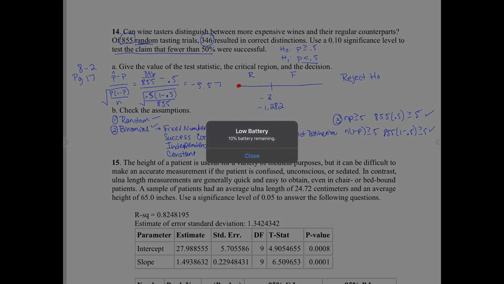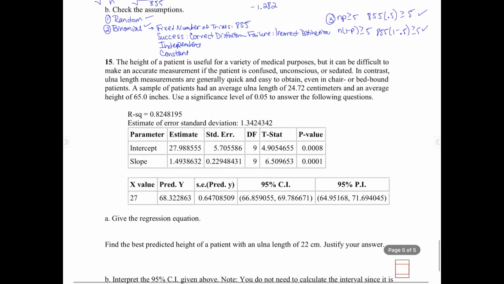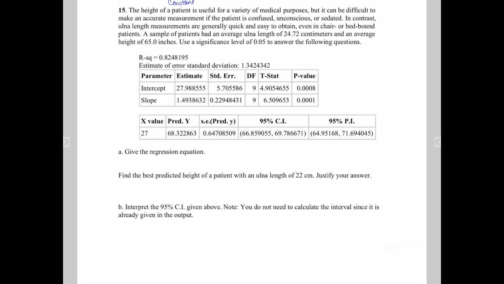And do make sure that when you're working one of these on the exam that you do write all that out, because I'm going to want to see all that work there. Okay, so we have finished that problem. We've checked our assumptions. All right, last one right here.